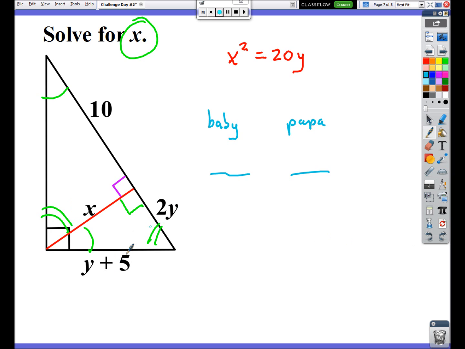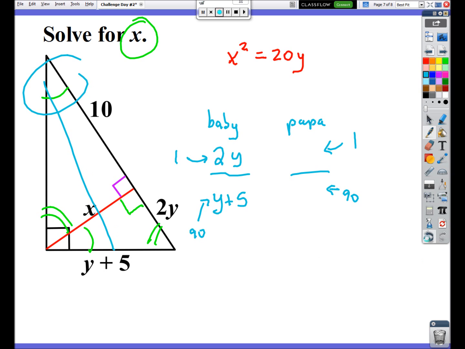Maybe we should use the 2y and the y plus 5 in the baby. So let's go 2y and y plus 5. In the baby, the 2y is opposite the 1. The y plus 5 is opposite the 90-degree angle. So let's try that. In the papa, opposite the 1 is the y plus 5.